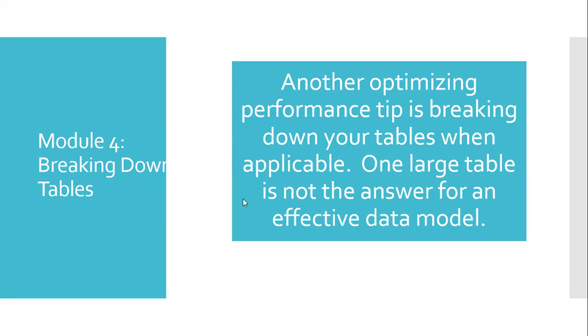So another very important optimizing performance tip is breaking down your table when applicable. One large table is not really the answer for an effective data model. Remember, we're still talking about data modeling, and we're trying to be as intentional and as discrete as possible, knowing exactly what to do to ensure that we have the best data when it comes to data modeling.